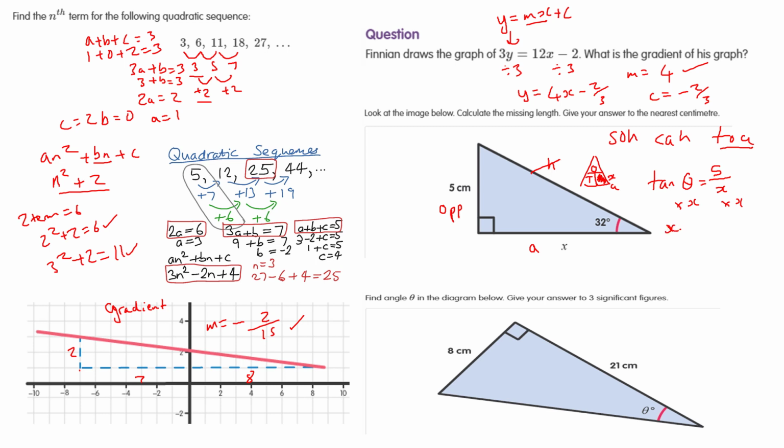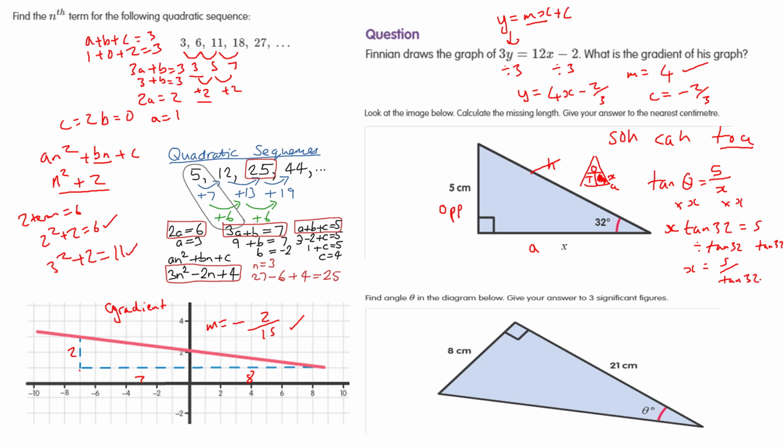So if we times x by both sides, you get x tan 32 equals 5. So to get x on its own, you know you need to divide by tan 32, just so you can see the triangle making sense. It's like a speed distance time triangle. So x equals 5 over tan 32, and just plug that in your calculator.